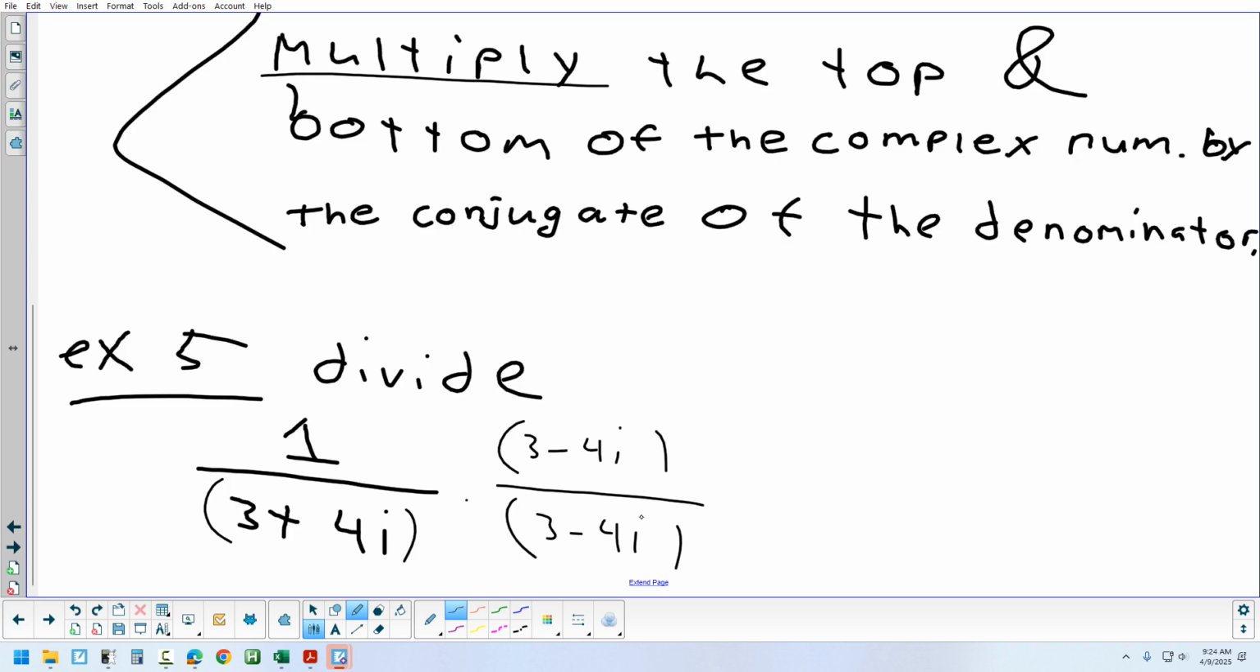Now let's do the top, because that part's easy. In the top, all you're doing is distributing a 1. First of all, it's distributing a 1, that doesn't even do anything. Second of all, it's just a single distributive property. If it was a 2 or something like that, it would change it. But 1 times 3 is still 3. 1 times negative 4i, still negative 4i.